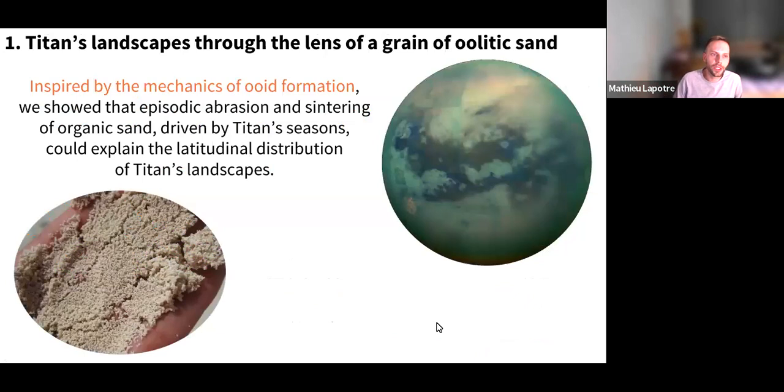So to briefly conclude here, inspired by the mechanics of fluid formation, we showed that episodic abrasion and sintering of organic sand driven by Titan seasons could explain the latitudinal distribution of Titan's landscapes.